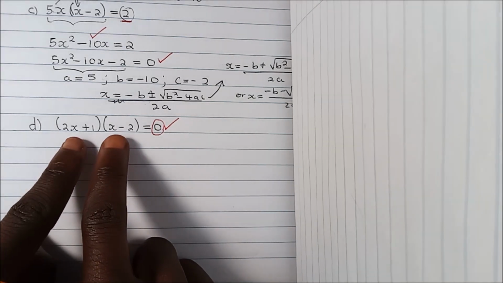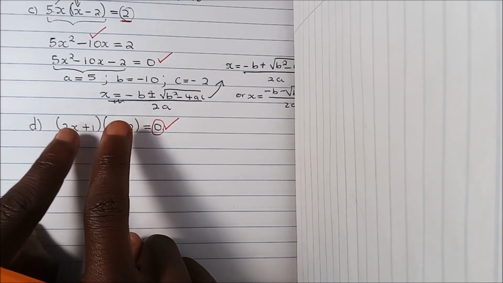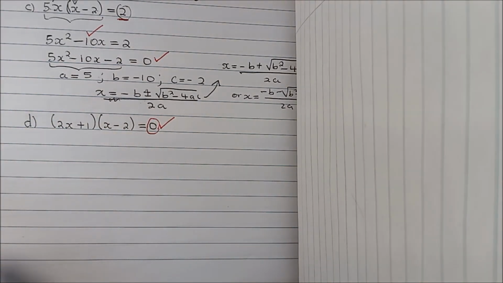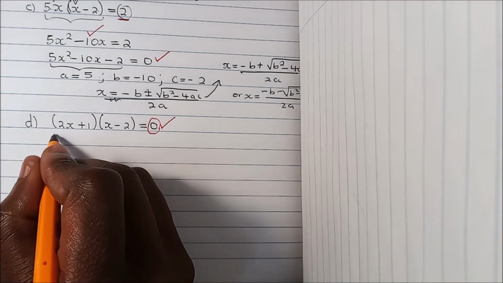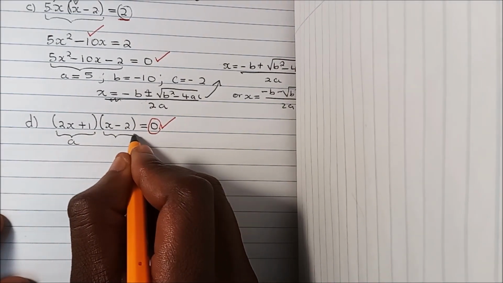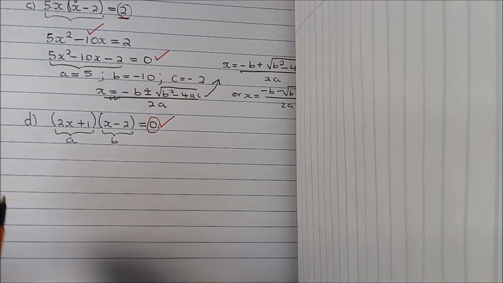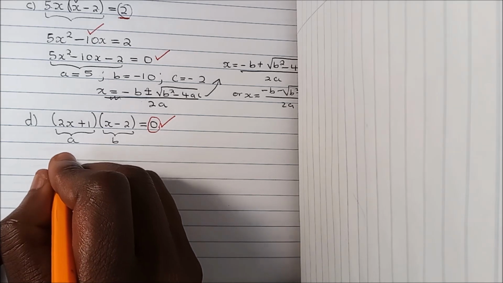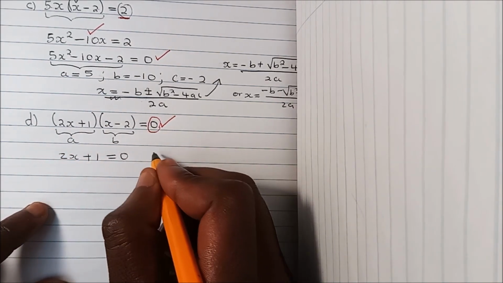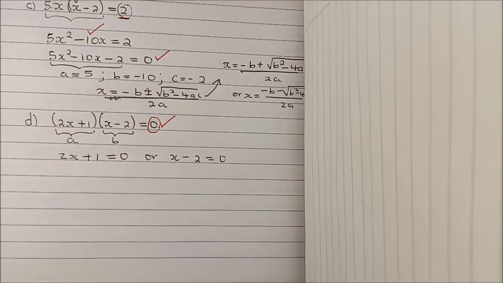So are you aware they are multiplying things? If they are multiplying things, you use the product rule. Take each part, equate it to 0. Take the second part, equate it to 0. So now, are you aware this is more like A times B is 0? So we take each part, equate it to 0. So the first part being 2x plus 1 equals 0, or x minus 2 equals 0.